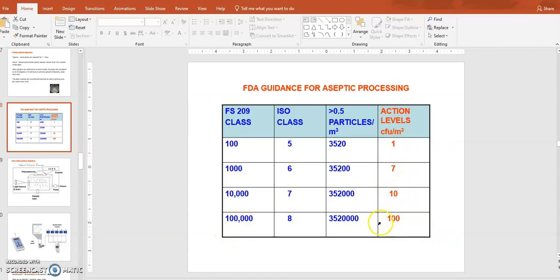Class 100,000, only 100 viable counts are allowed. Okay, so these are good guidelines. So if you have more than 1 in your cleanest environment, there's a problem. If you have more than 10 in your federal standard class 10,000, you are in trouble.